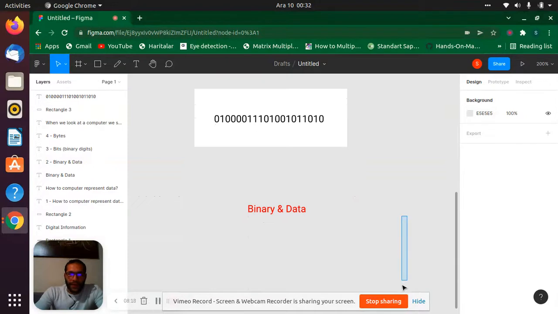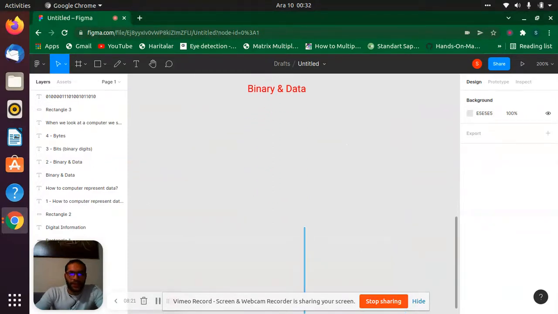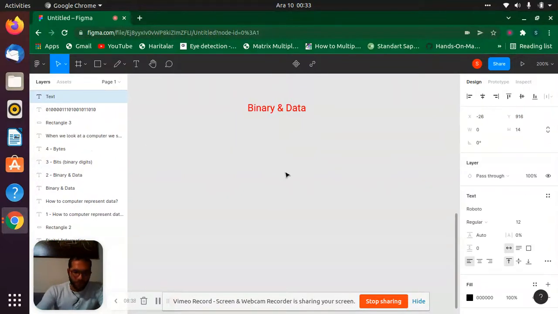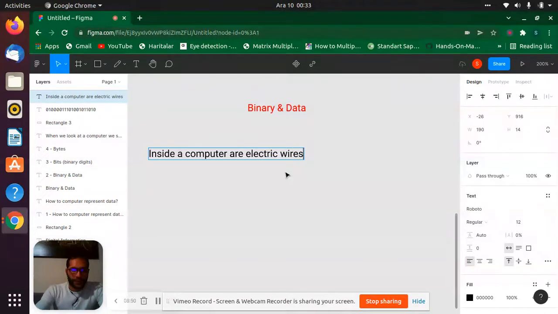Now we will start with binary and data. This lesson can be a little long, but don't worry about that, okay? We will understand all things with it. First, what will we say? We will say here, inside a computer are electric wires. Really, this is important. And circuits, like that.